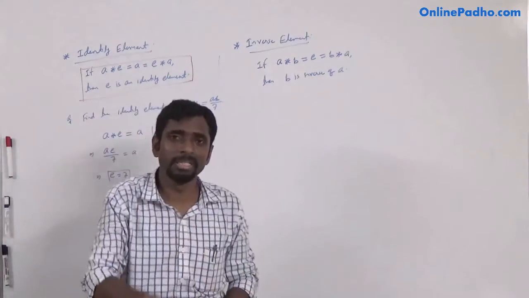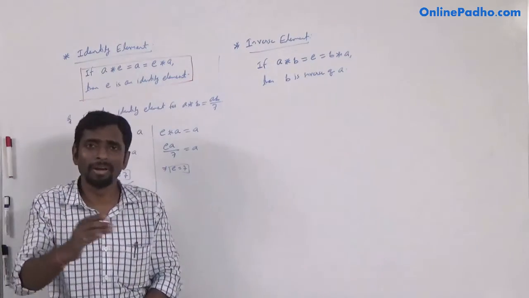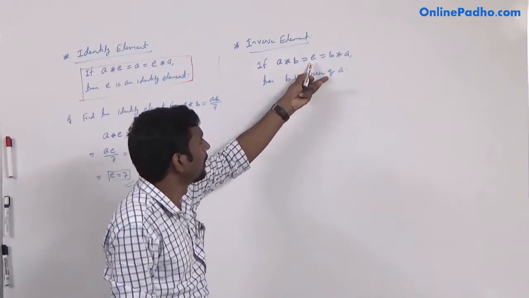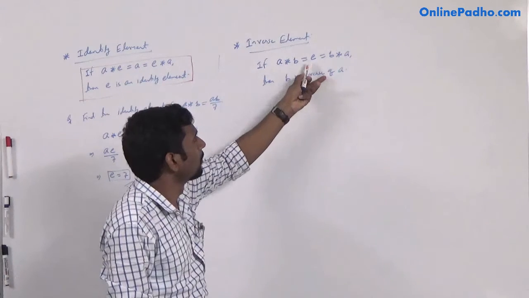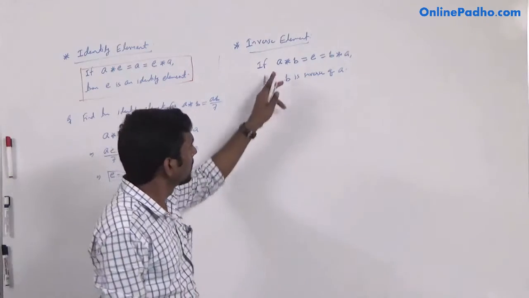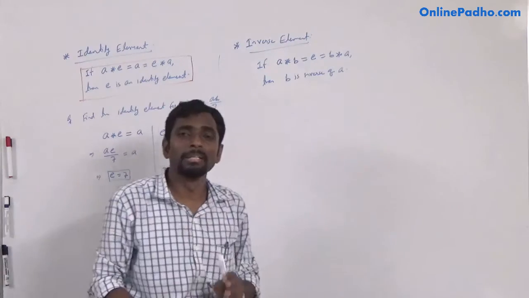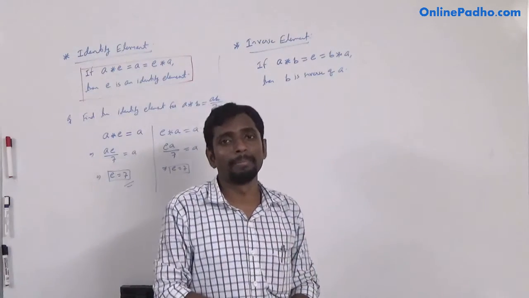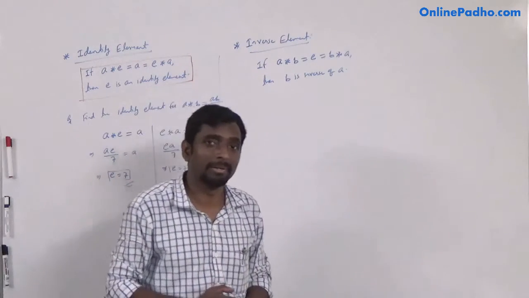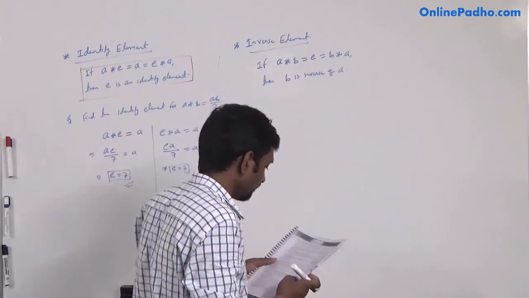So to find the inverse element, first you need to find the identity element. And after finding the identity element, you can write A star B is equal to that identity element. The value of B must be the inverse of A. And if A star B is equal to E and B star A is equal to E, then only we can say that the binary operation is invertible. If the binary operation is invertible, then only we can find the inverse element. Right? Now let us see some question related to this.